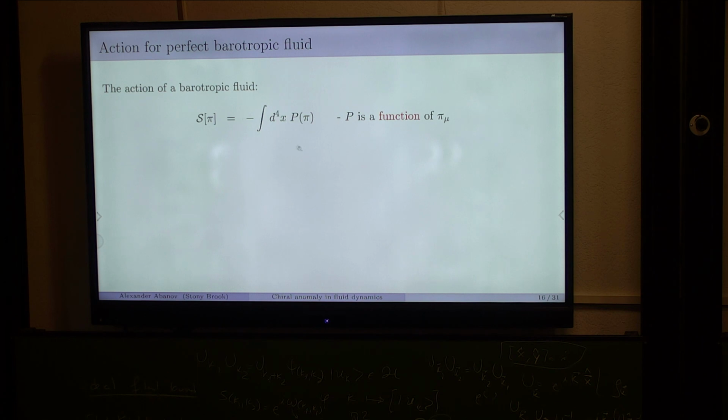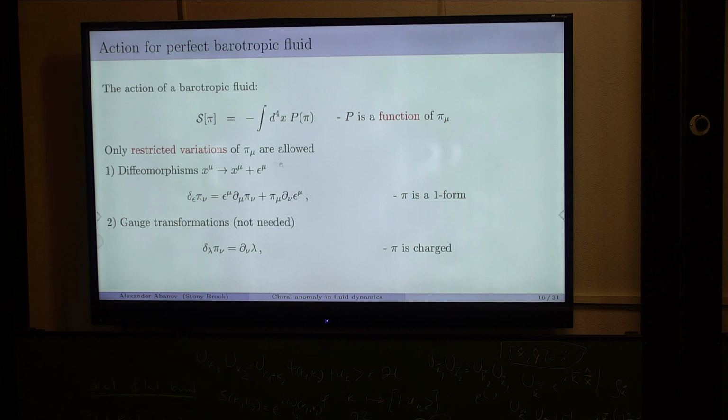Okay, here we have an integral over four-dimensional space-time of some function P, which depends on four components of some field, which is a one-form field pi mu, where mu takes values 0, 1, 2, 3. So there is some function here, which will turn out to be the pressure of the fluid.